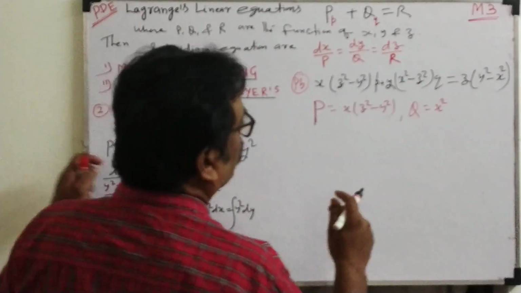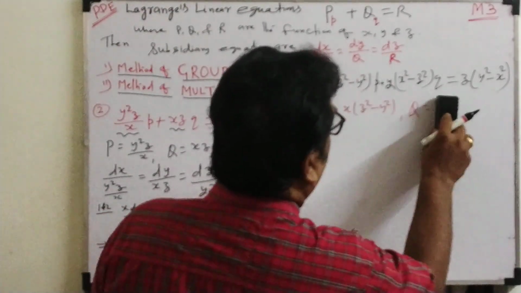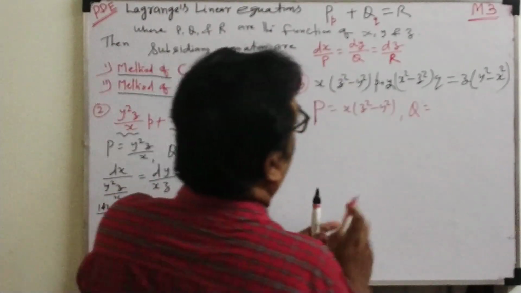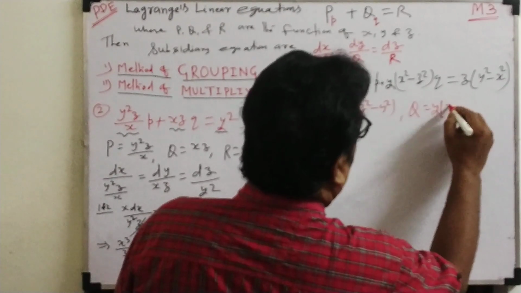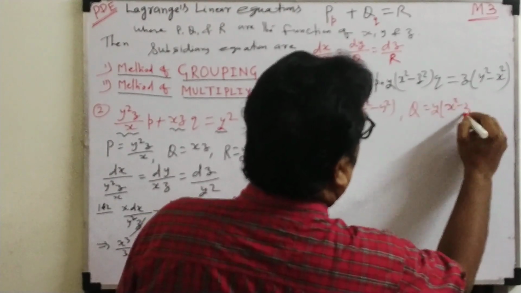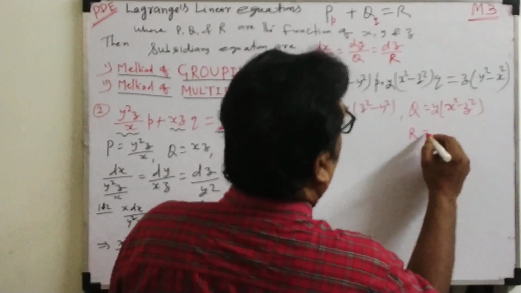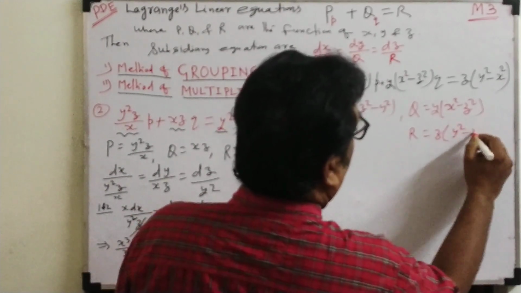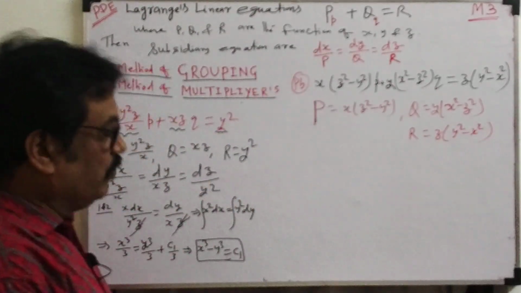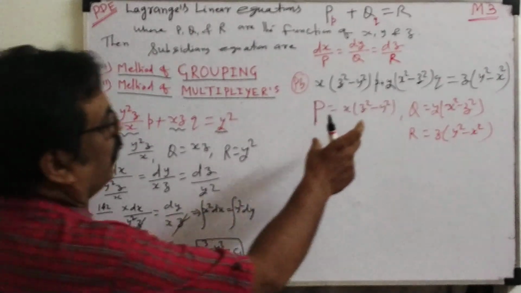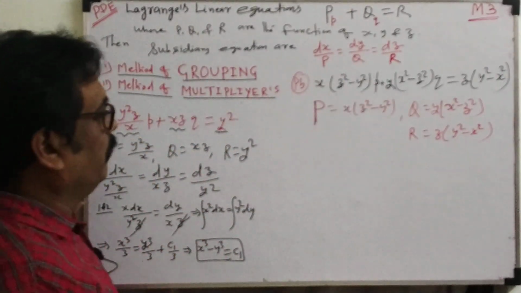Okay, like this. So here Q is equal to y(x² − z²). Then what is R? R is z(y² − x²). So if we do the method of grouping, it is very tough to integrate.